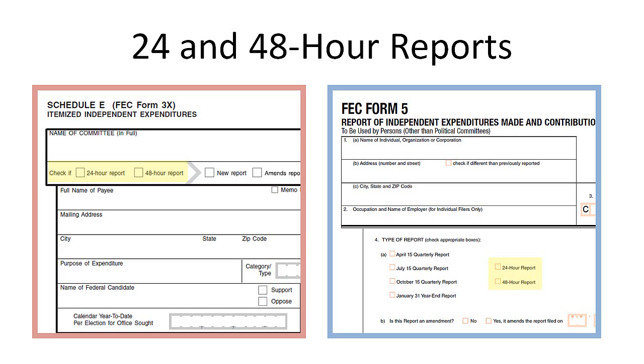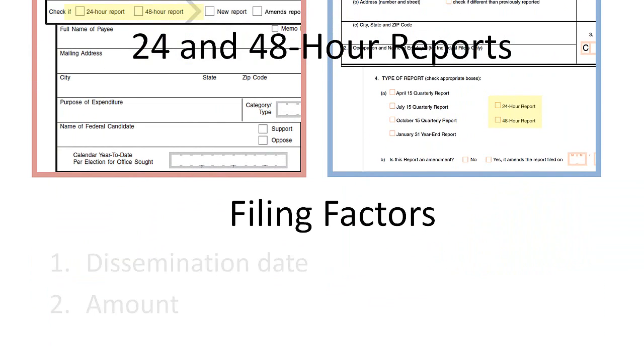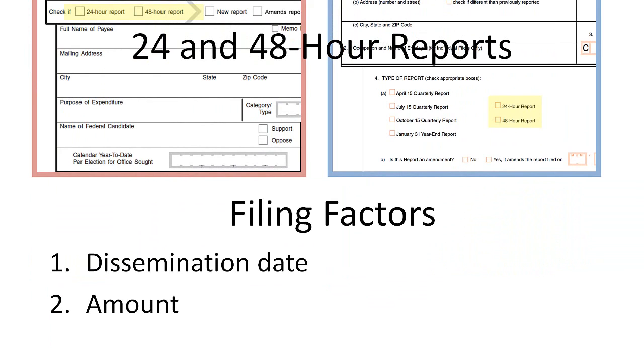There are two factors that will help you determine if and when to file a time-sensitive report: the dissemination date of the independent expenditure and the amount of the independent expenditure.